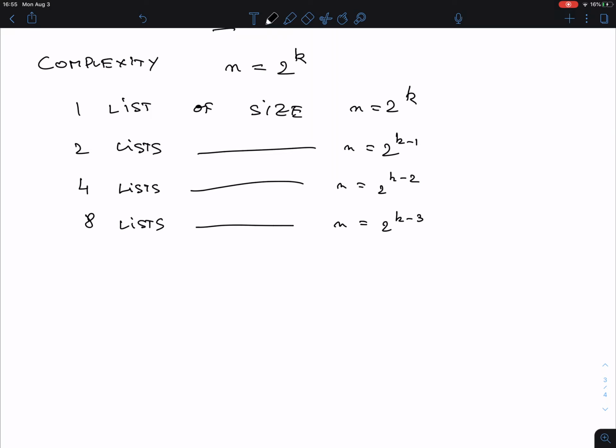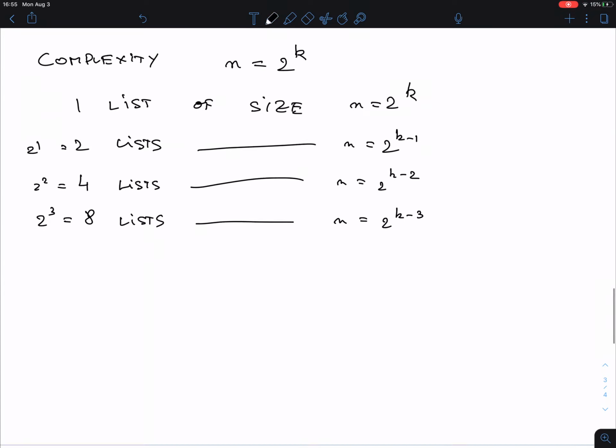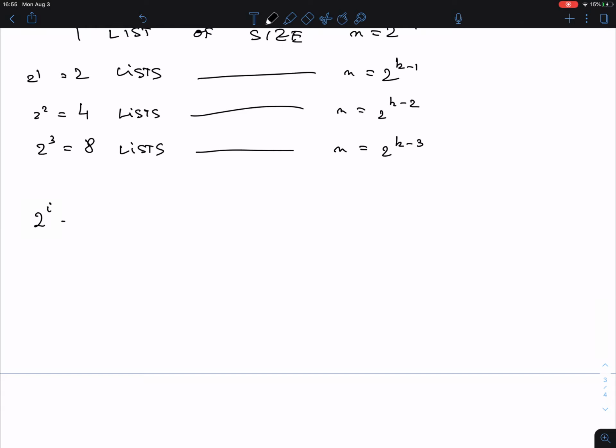So let's look a little bit at the pattern here. These are powers of 2 as well, right? This is 2 squared. This is 2 to the power of 1. And look at these coefficients here. Look at the exponent: 3 minus 3, 2 minus 2, 1 minus 1. Of course, actually here this is 2 to the 0, k minus 0. Okay, so in general, after i subdivisions, we're going to have 2^i lists of size, well, we just take 2^(k-i).